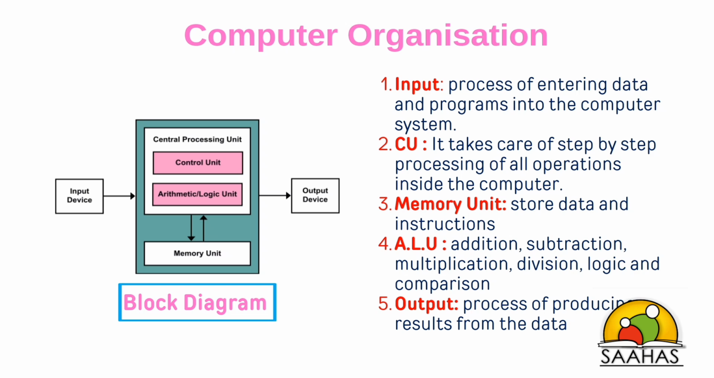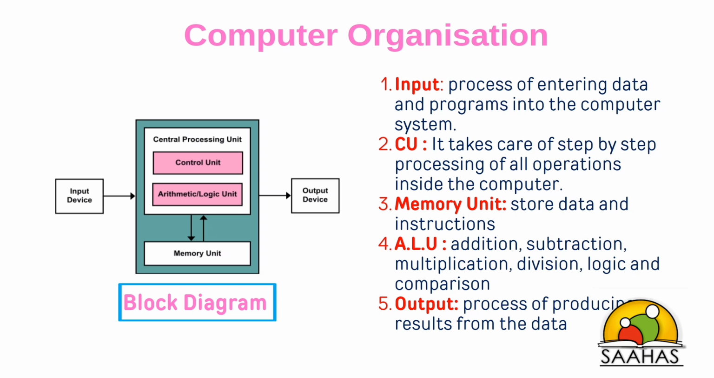Now note one point here, that ALU and CU, that is your arithmetic logical unit and control unit, are jointly known as CPU. What's the full form of CPU? Central Processing Unit. In exam they will ask you this for your objective, or filling the blanks or true or false, so you should know this. Now what is output? Output is a process of producing results from the data. So when we enter data into the computer and it gives out information, that information becomes output.